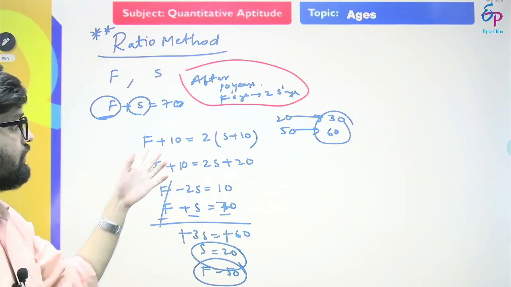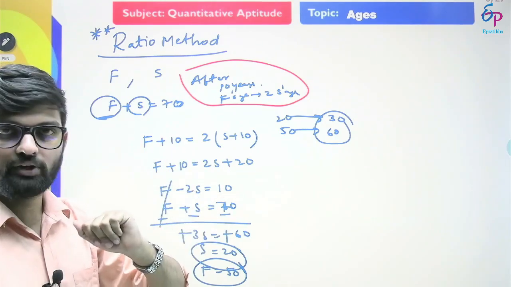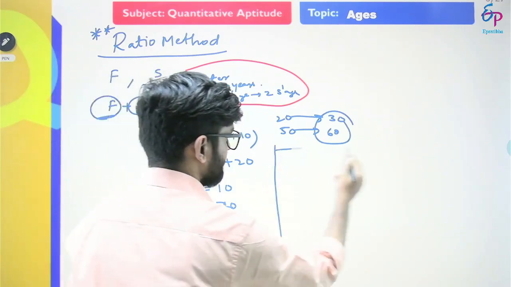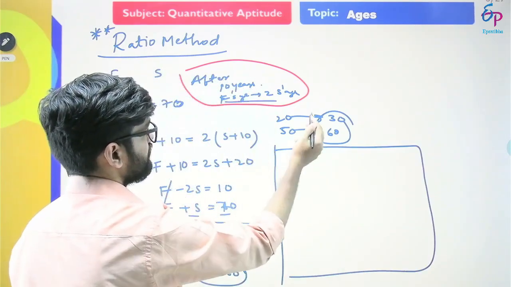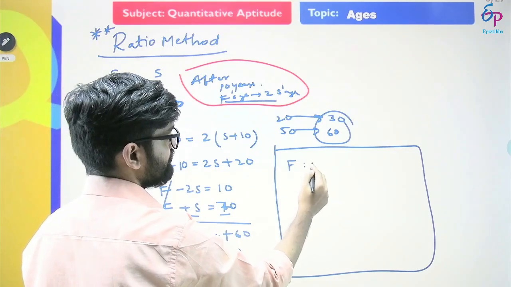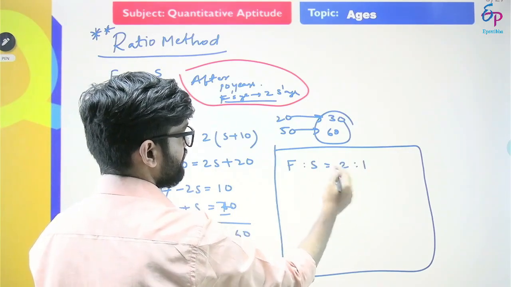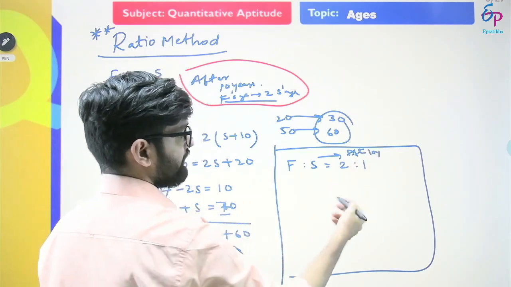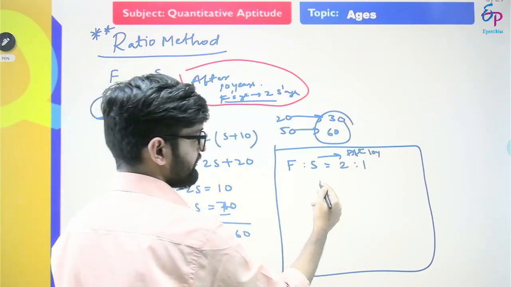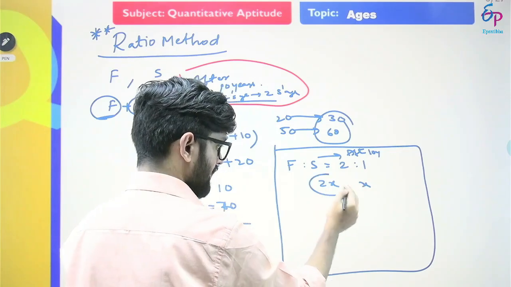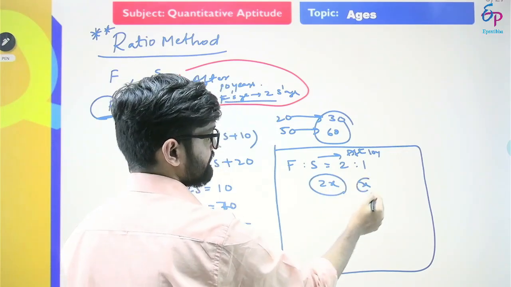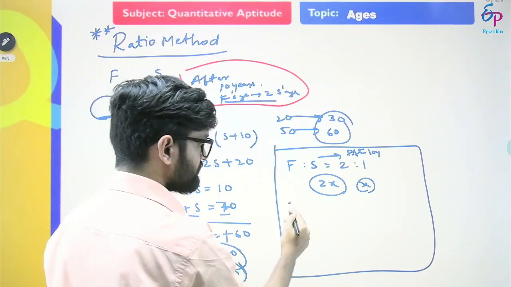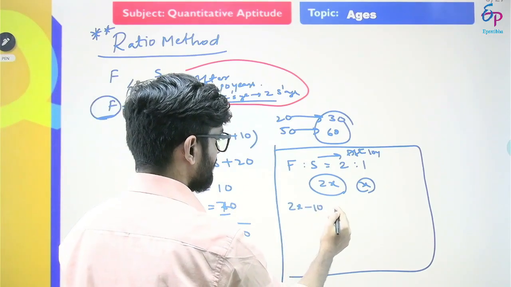Or twice means you can go like this, or you can take a 2:1 ratio. In the ratio method, after 10 years it will be double, right? So father's age to son's age is 2:1. Whenever there is a ratio, you know that you can take 2x and x, right? After 10 years, the father's age is 2x and the son's age is x. Now it will be 2x minus 10 and x minus 10.